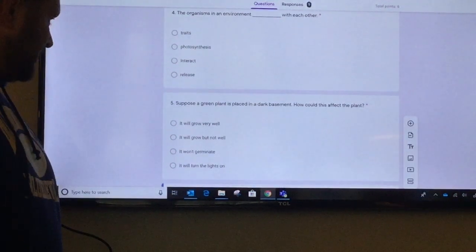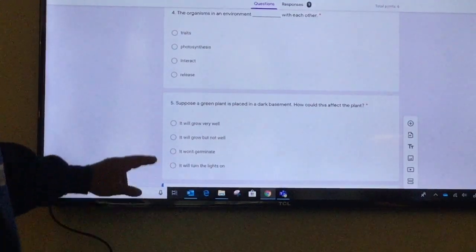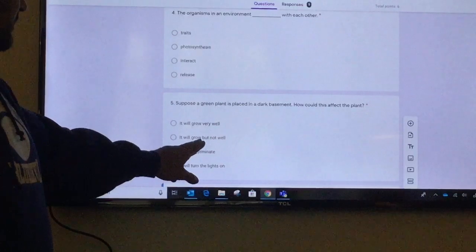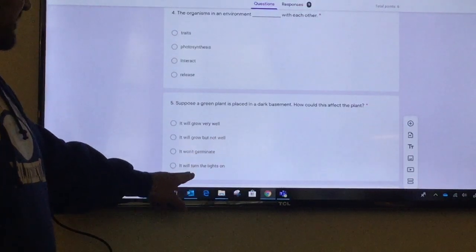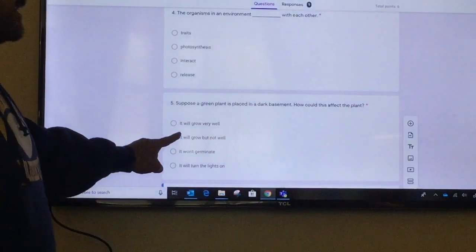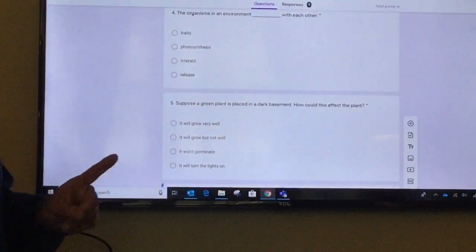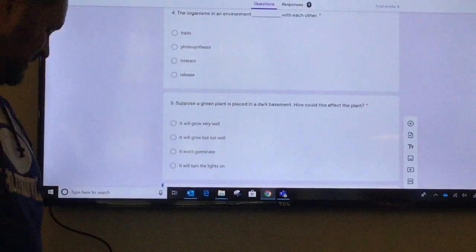So when two things come together and have an influence on each other. Number 5, suppose a green plant is placed in a dark basement. How could this affect the plant? It will grow very well. It will grow, but not well. It won't germinate. It will turn the lights on. Definitely not that one. A plant can grow in your dark basement for a period of time. It just won't grow very well. So that one should have been B.